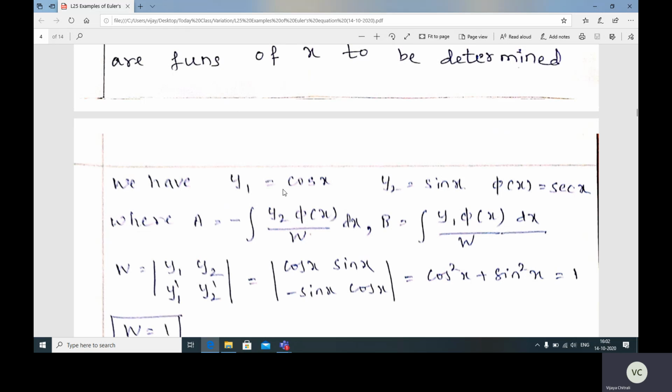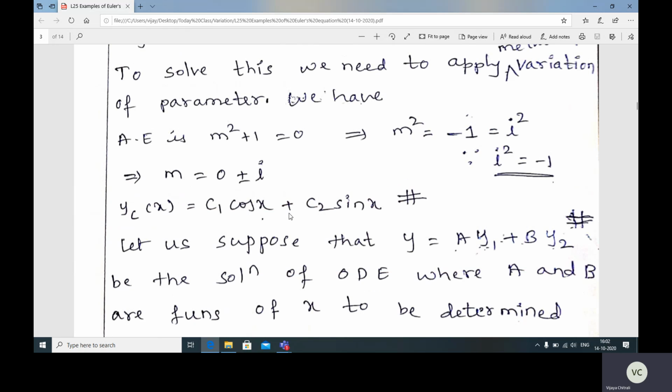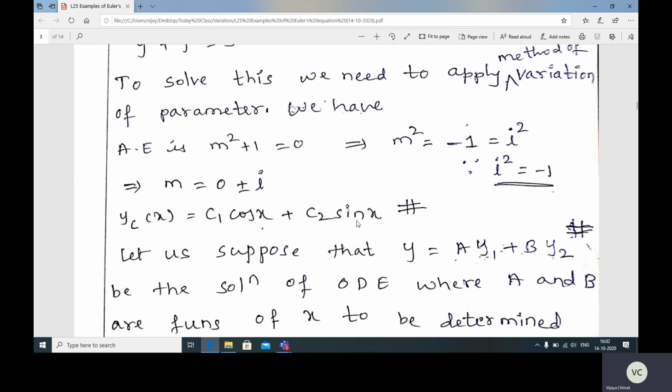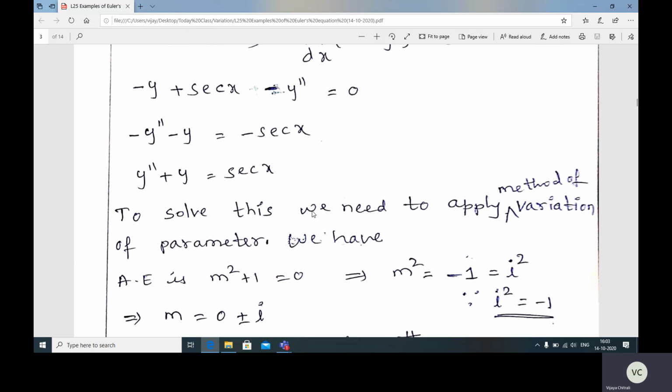So first we need to find y1, y2, phi of x, w, right? So here first, y1. So y1 will be, compare this with c1 cos x plus c2 sin x. So y1 will be cos x and y2 will be sin x. So y1 is cos x and y2 will be sin x, and our equation is y double dash plus y is equal to sec x. So what is phi of x here? This is sec x.